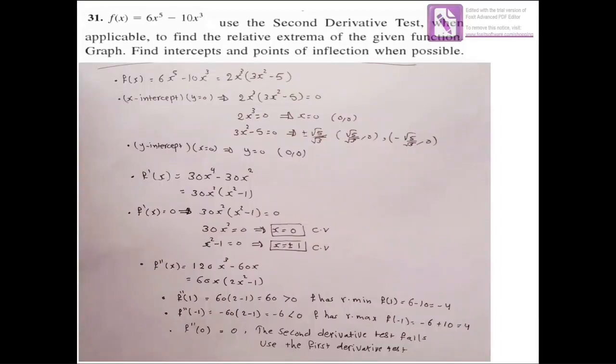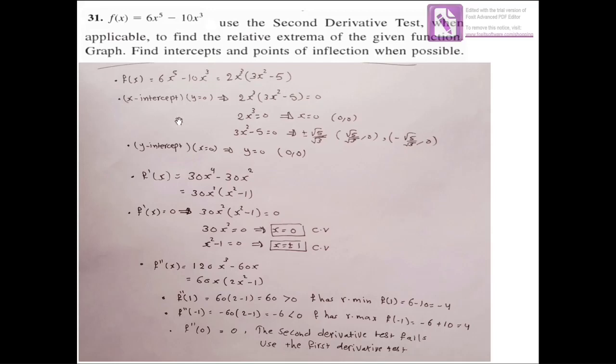Now we have another example, which is question number 31. f of x is equal to 6x to the power 5 minus 10x cubed. Use the second derivative test when applicable to find the relative extrema of the given function, then graph and find the intercepts and points of inflection when possible. So first, we have f of x equal to 6x to the power 5 minus 10x cubed. If we take 2x cubed as a common factor, here we have 3x squared minus 5.